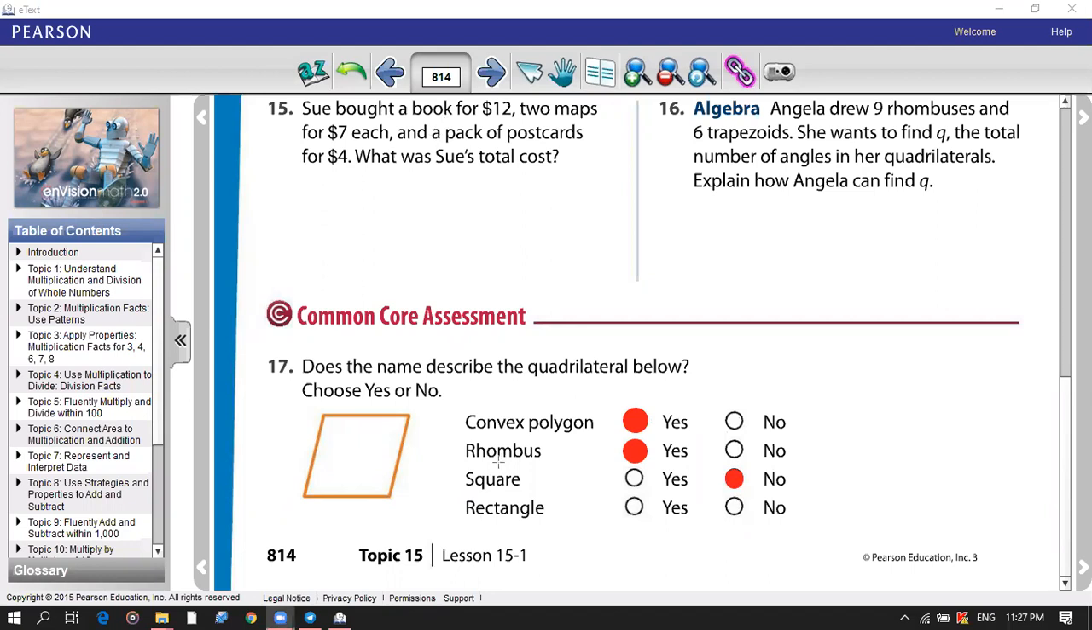Rectangle. Is this shape a rectangle? No, it's not, because it doesn't have four right angles. So I will choose no.